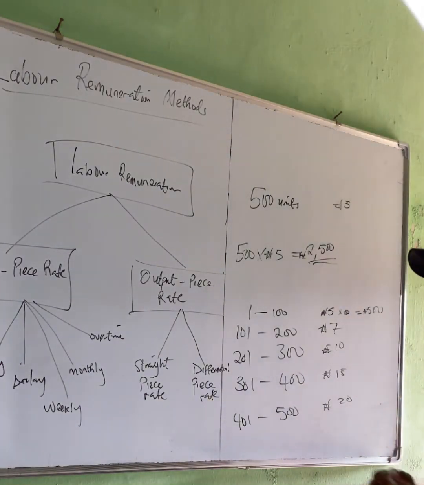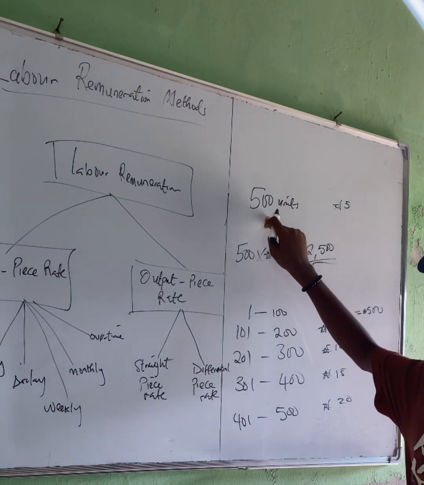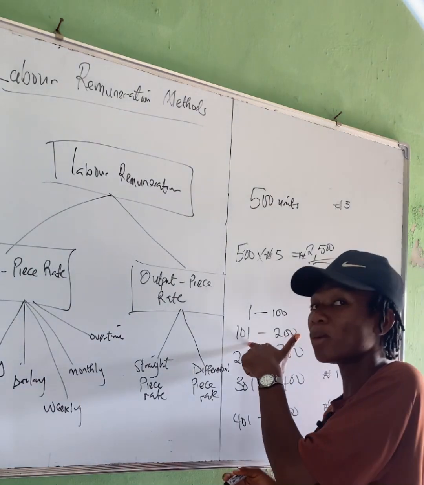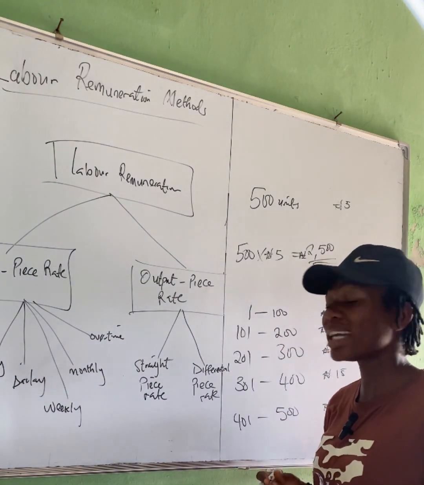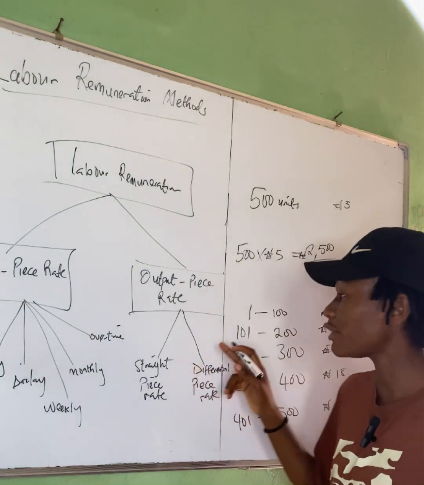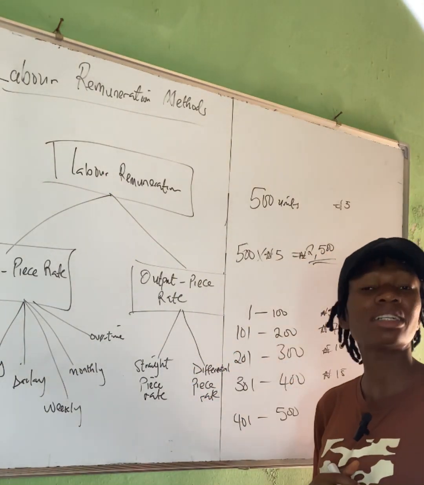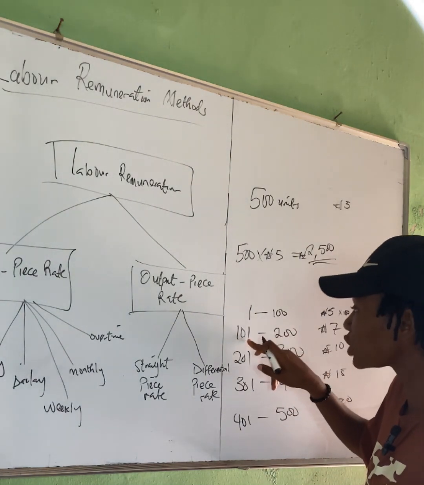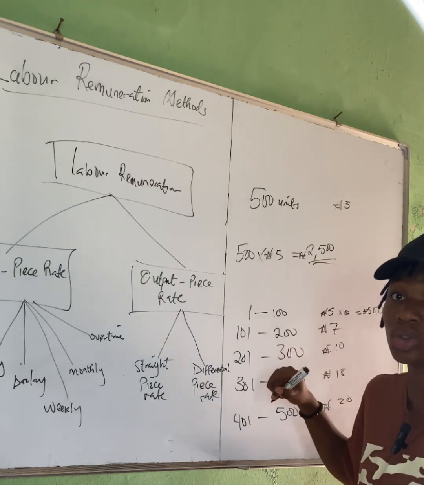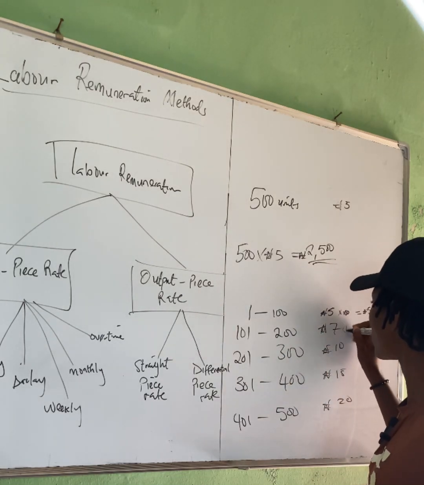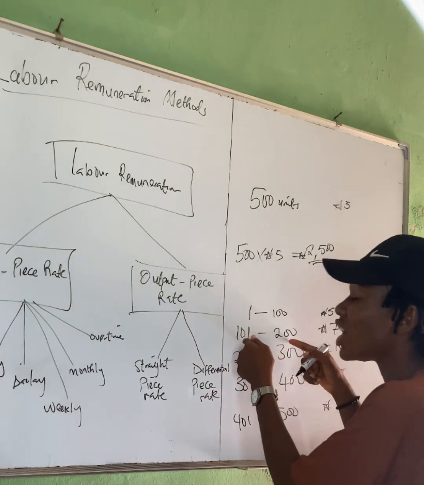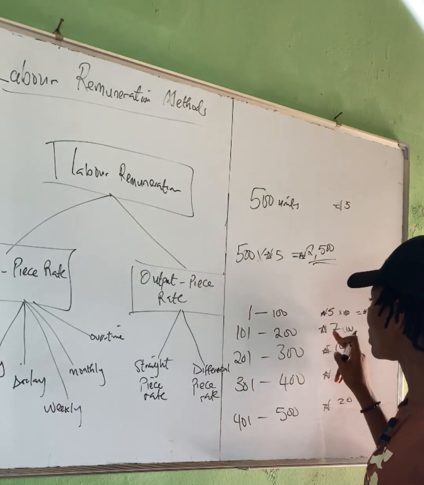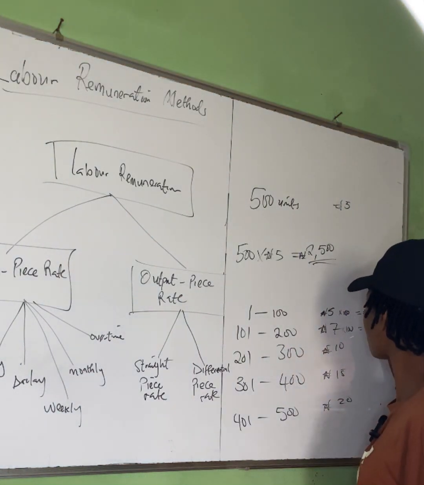Remind you, he produced 500 units. So for the second level of production, that is from 101 to 200 units, for that extra, we are paying 7 naira per unit. So we also have an extra 100 units. If you start counting from 101 up to 200, you have 100 units. So we are paying 7 times 100, that is 700 naira.